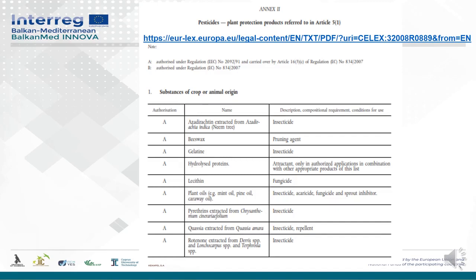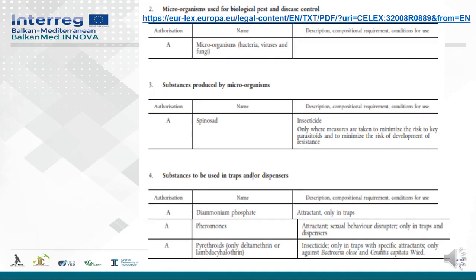Rotenone, extracted from Derris species, Lonchocarpus species and Tephrosia species. All of these extractions of rotenone are used as an insecticide. Okay, the section 2 of the products are all allowed in organic farming to be used when the preventive measures did not function or were not successful.